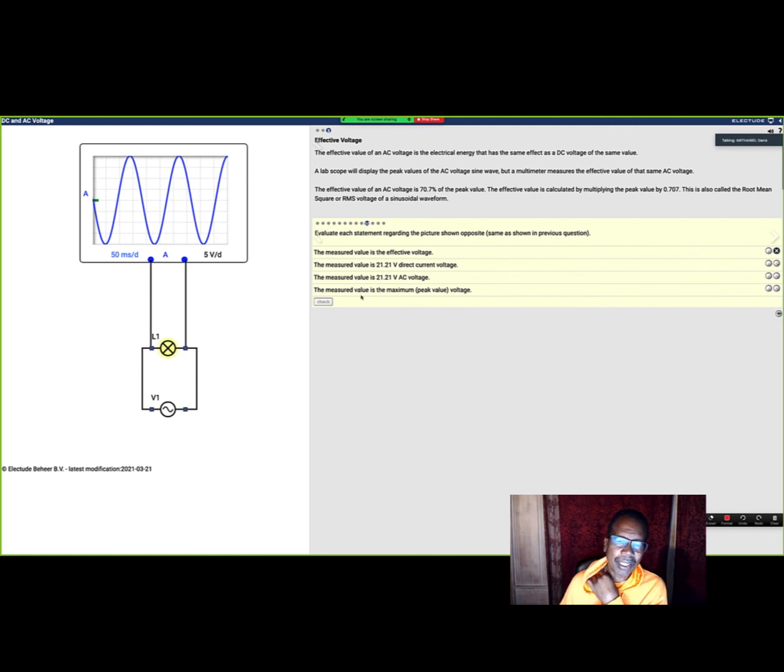All right. Next one. The measured value is 21.21 volts, direct current voltage. True or false? That's false too. The measured value of 21.21 is AC voltage. True or false? That's true. The measured value is the maximum peak value voltage. True or false? True?